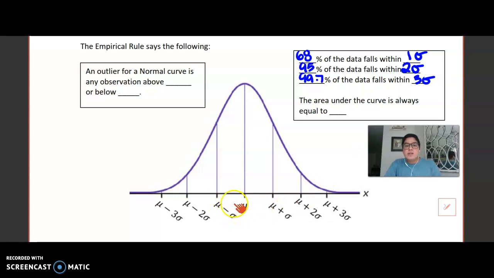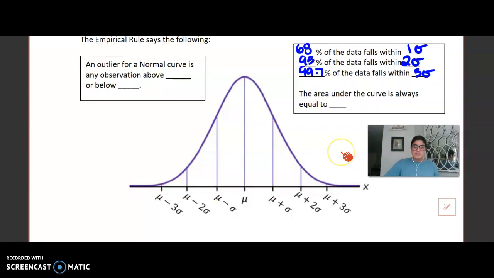Within one standard deviation, you are going to contain 68% of the data. Within 2 standard deviations, you're going to contain 95% of the data. And within 3 standard deviations, you're going to contain 99.7% of the data. So we're going to use this to formulate these different sections here.